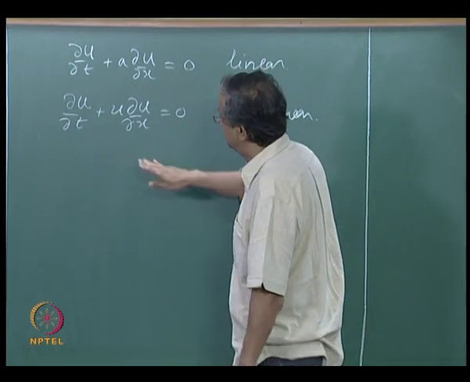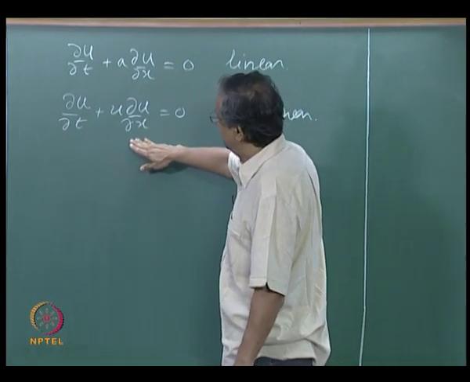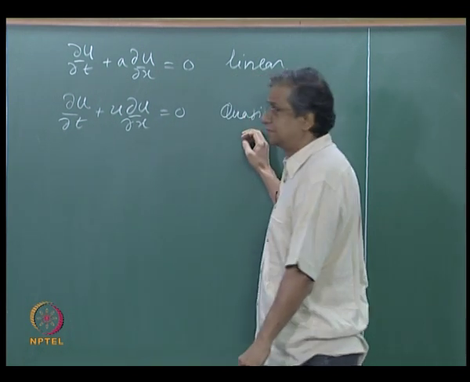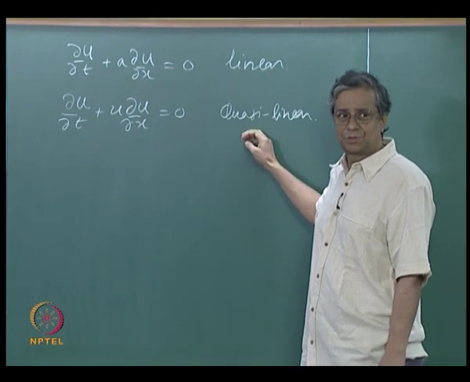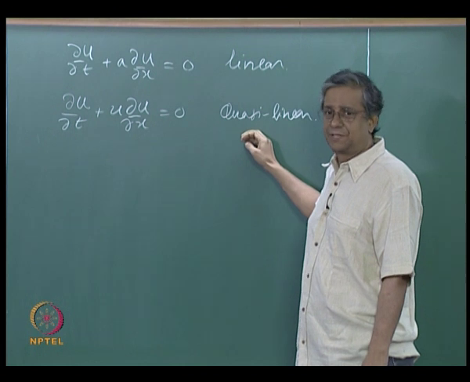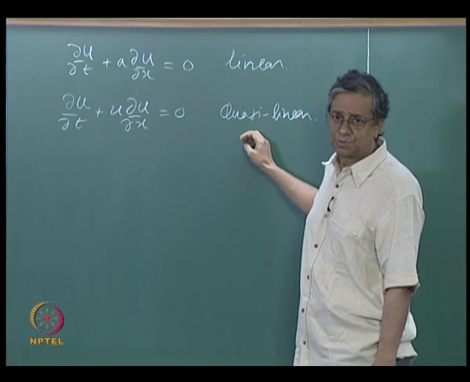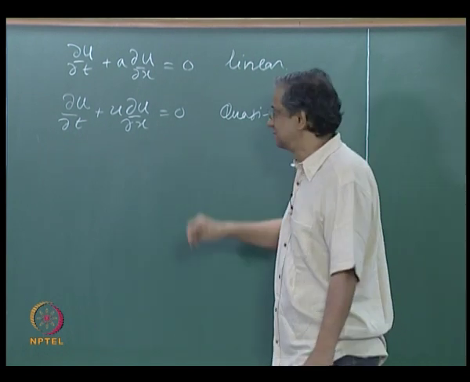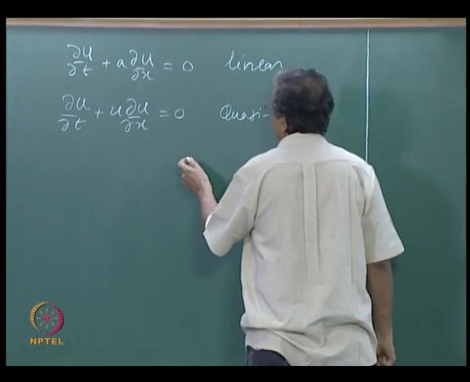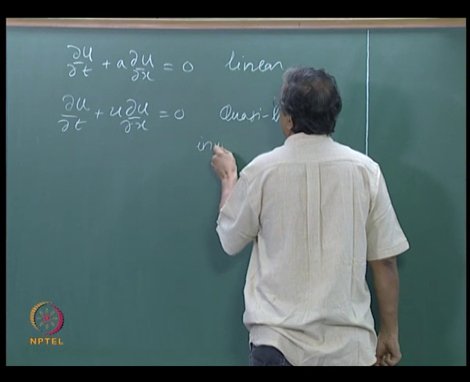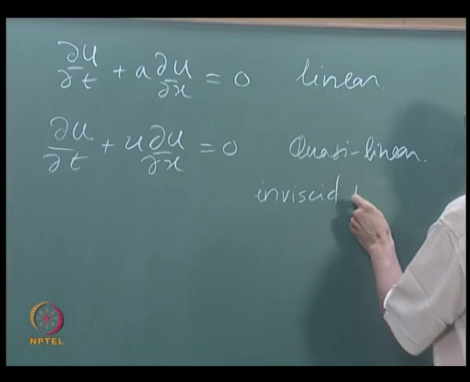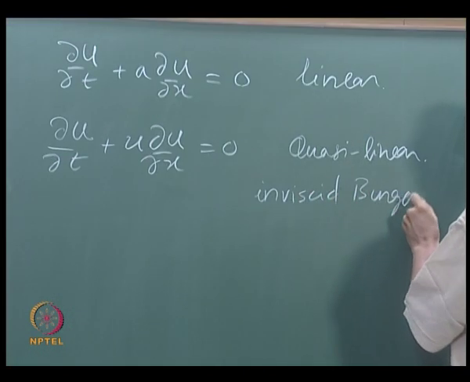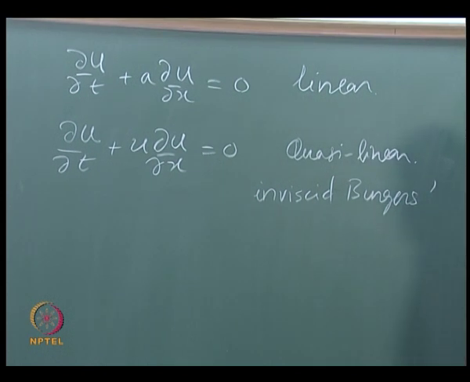You will hear this being called either the quasi-linear one dimensional first order wave equation. You may even see it sometimes in literature or in books as the Inviscid Burgers equation. So it could also be called the Inviscid Burgers equation.